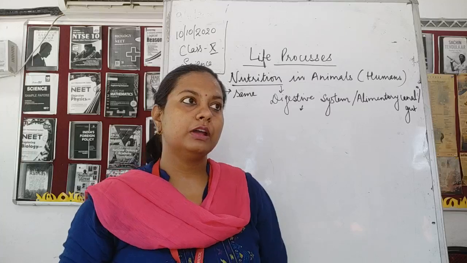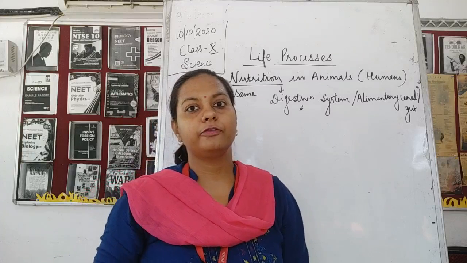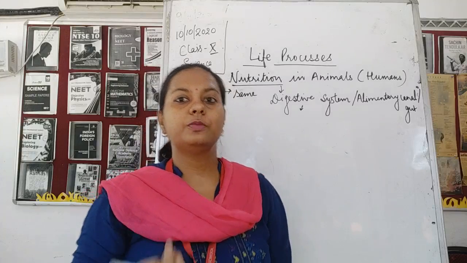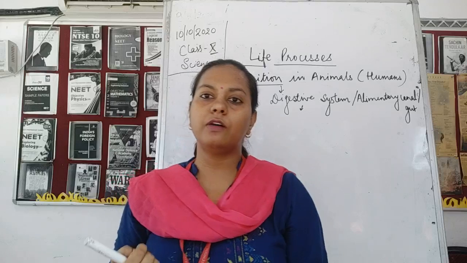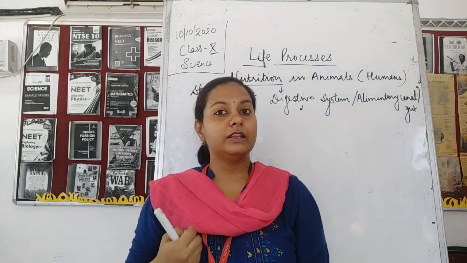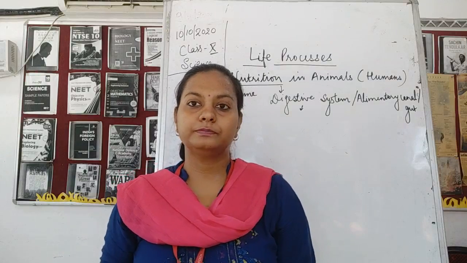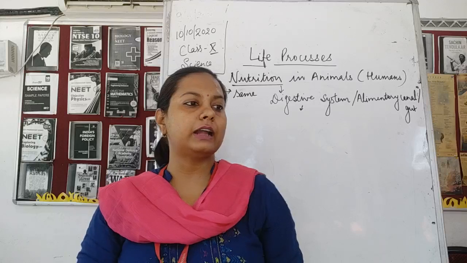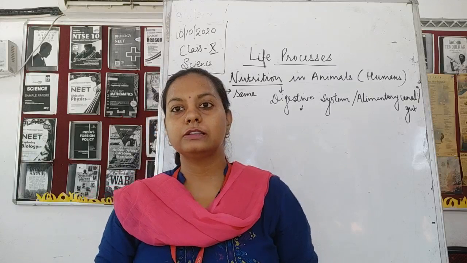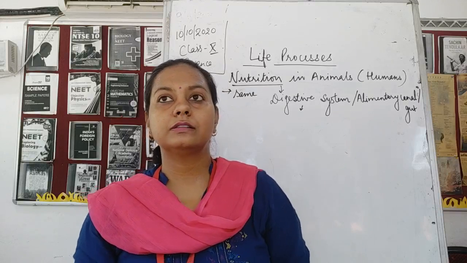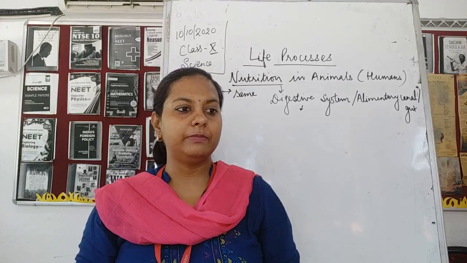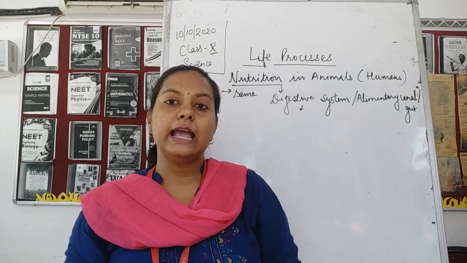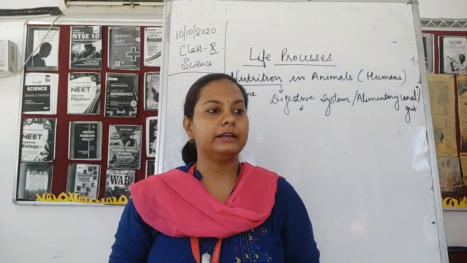Okay, so this was about the basic idea of the alimentary canal or the human digestive system. Now this human digestive system, children, consists of various organs. It starts from the mouth. Then after the mouth we have the esophagus, which is also known as the food pipe. Then after that we have the stomach, then it moves on to the small intestine, and then the large intestine, and it ends in the anus.